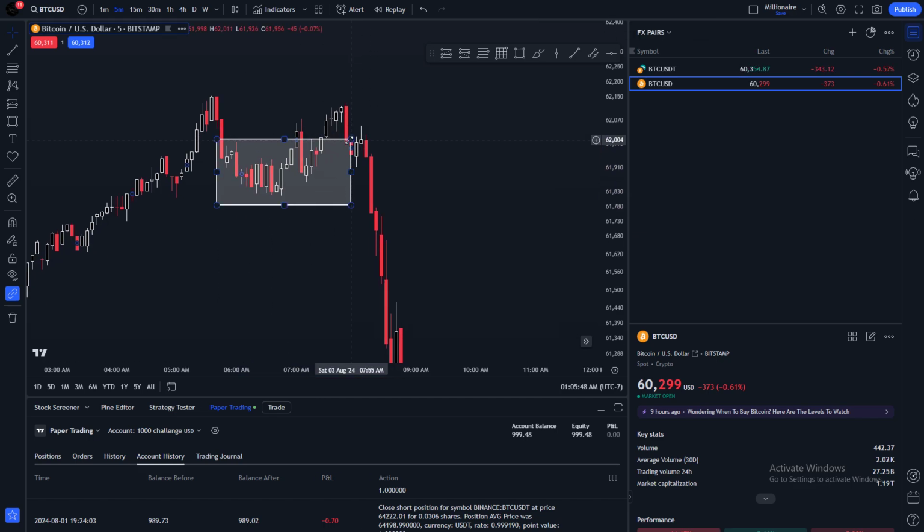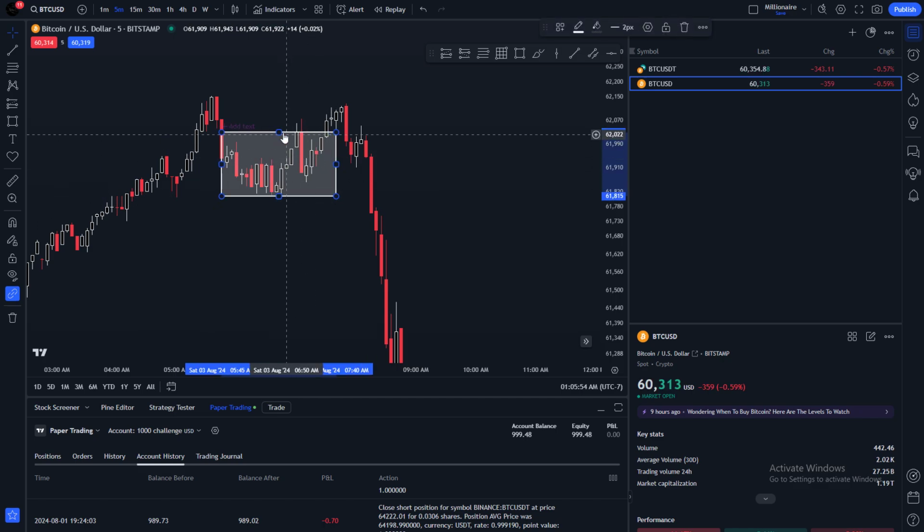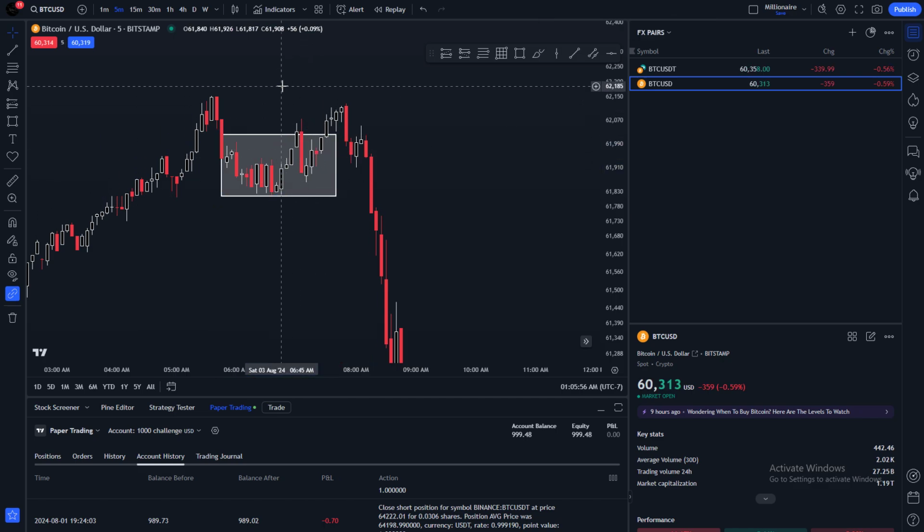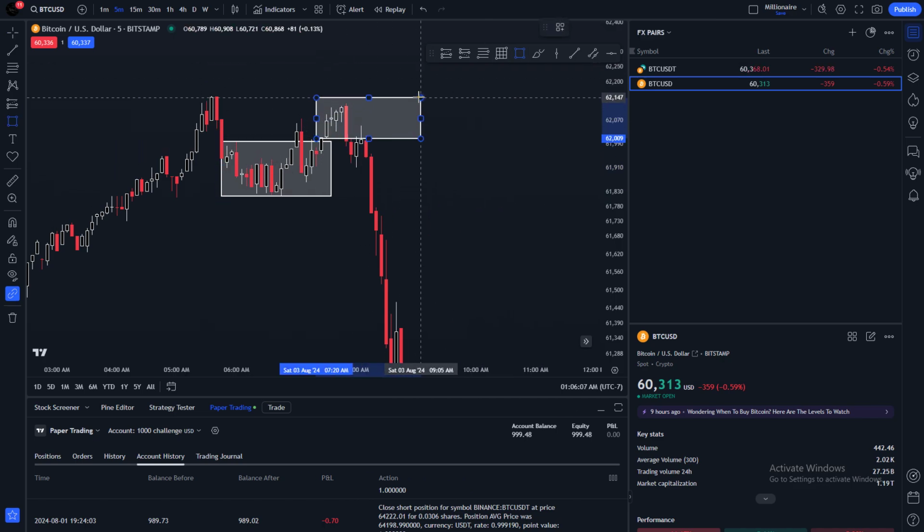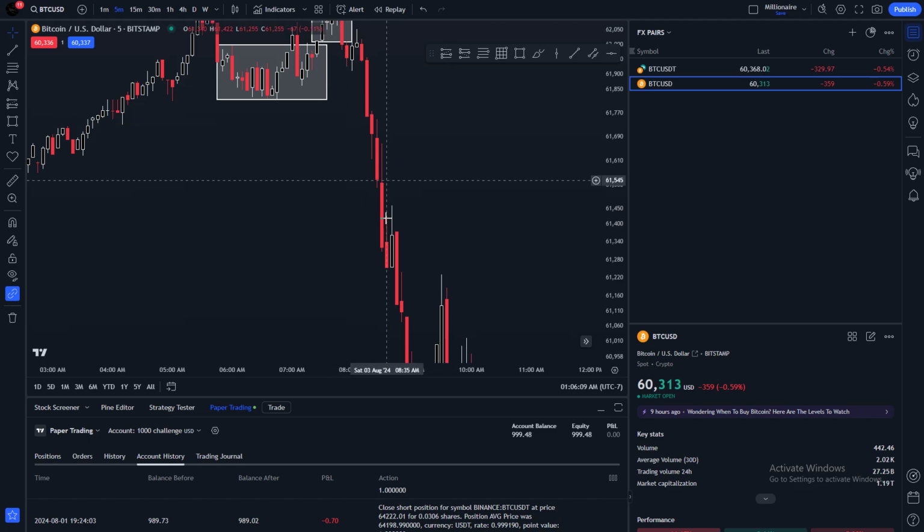We have accumulation, and then we have manipulation to the upside right here. So I'm just going over a mark, it's not super accurate. Range right here. So basically, in this range we have the accumulation, and then the manipulation right here, and then as you can see, that's the distribution.